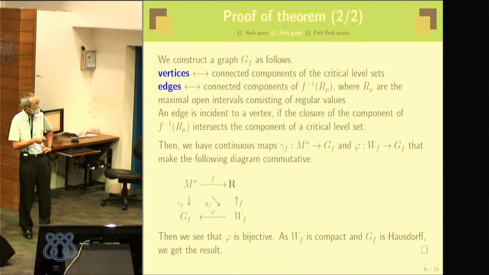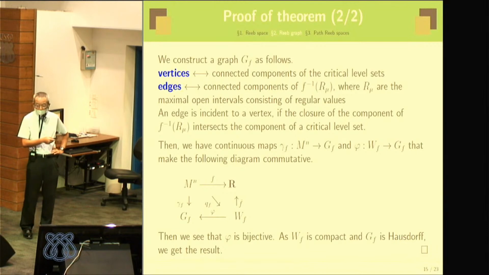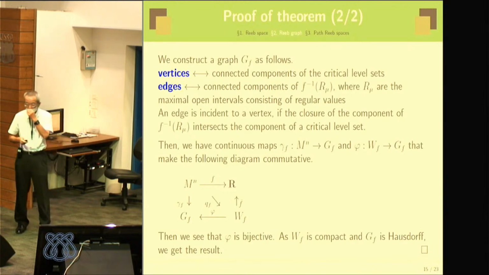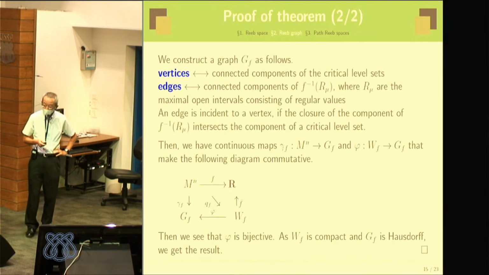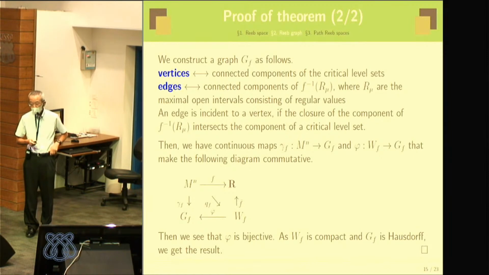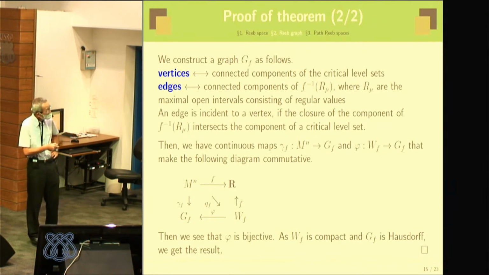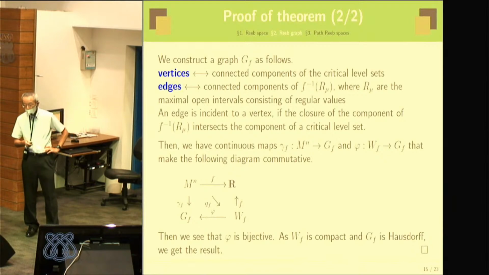And W_F is compact because this is a quotient of a compact set. And G_F is a graph, so it is Hausdorff. And a continuous bijection from a compact space to a Hausdorff space is a homeomorphism. And so this is the proof. So in a sense, I just use some general topology techniques. But the statement is that this quotient space, as a topological space, is homeomorphic to a certain graph.